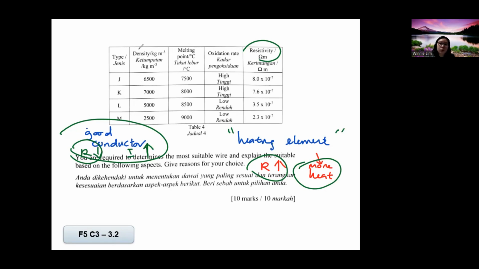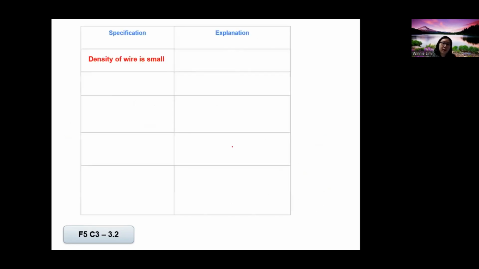Okay. Next, for a heating element, do you want high density or low density? We don't want the material to be heavy. All right. So therefore, low density is the best idea. Then melting point should be high as well. Low oxidation rate. So it seems like you have the answer already. So the best choice seems to be what? M.